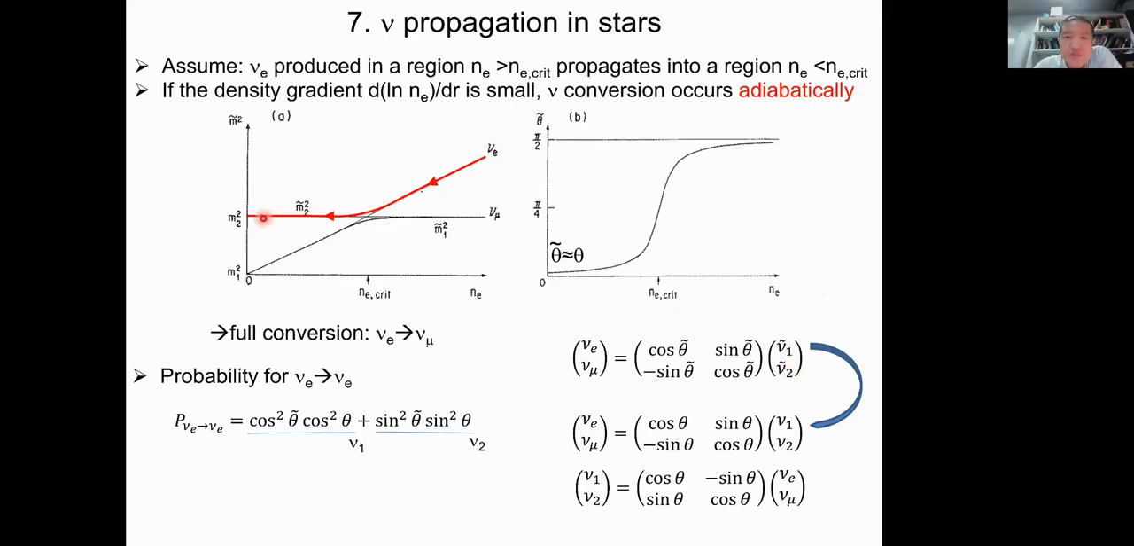But at low electron number density, this is the relation in vacuum. And if theta is very small, smaller than 1, then cosine theta is almost 1 and sine theta is very small. In that case, nu e is dominantly contributed by nu 1, and nu mu is dominantly contributed by nu 2. So nu 2 here is almost nu mu. Then, after this propagation, nu e changes to nu mu. So this is the flavor change through the MSW resonance between the center and the outer region of the star.